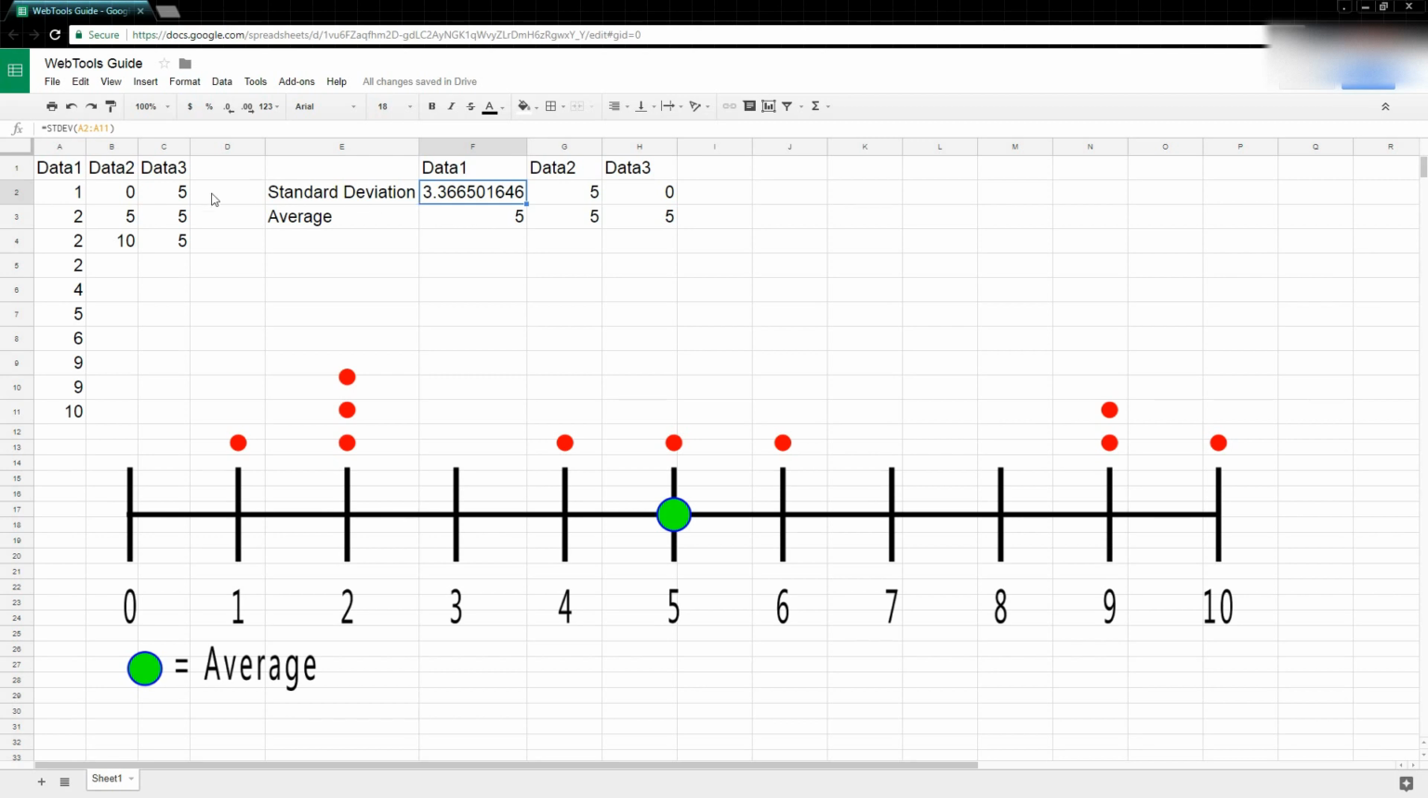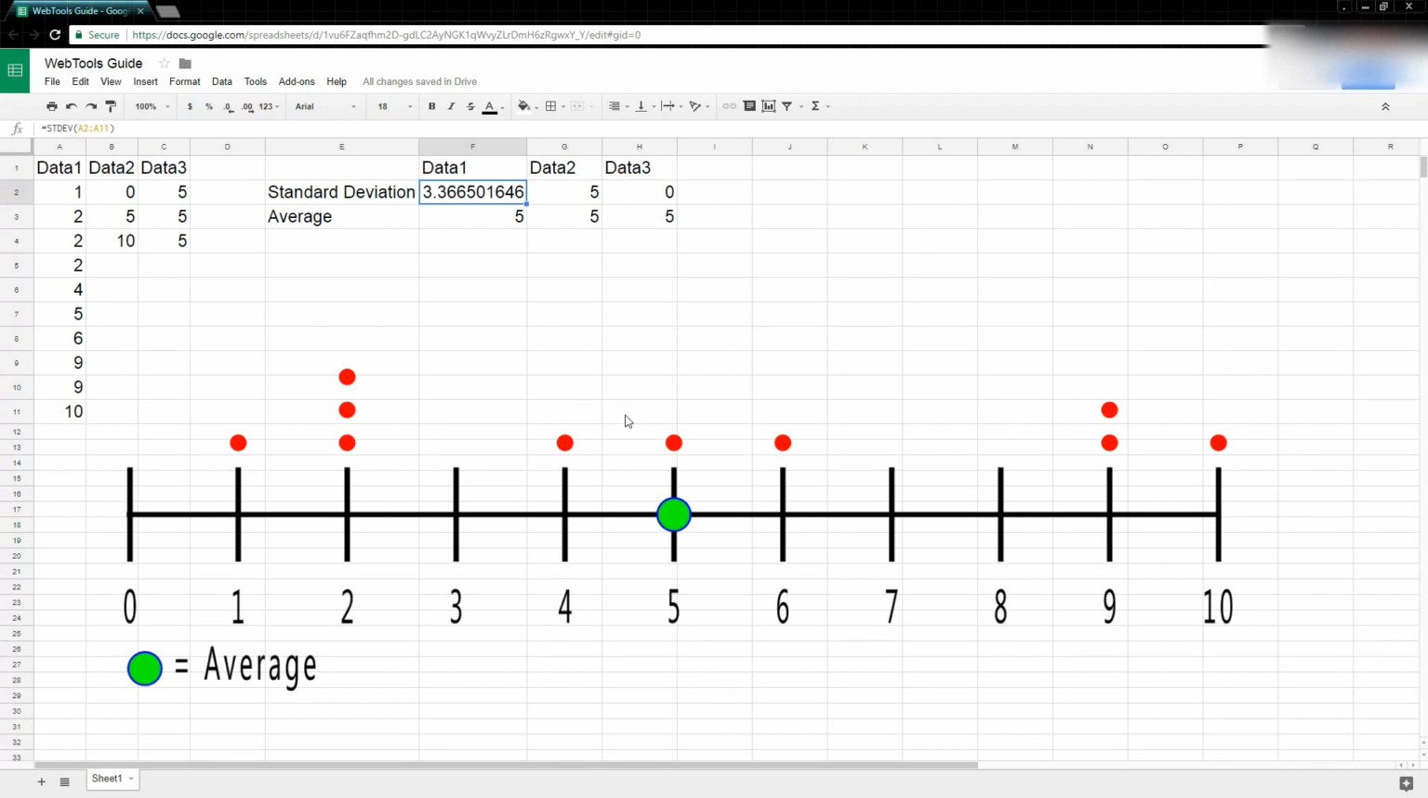So if you look over here at your data set, this number line right here represents data 1. And then we have data 2 and data 3. Remember, they all have the same average. But if we look at the standard deviation, it's different. So what does it really mean? Well, I'm going to show you using this number line.